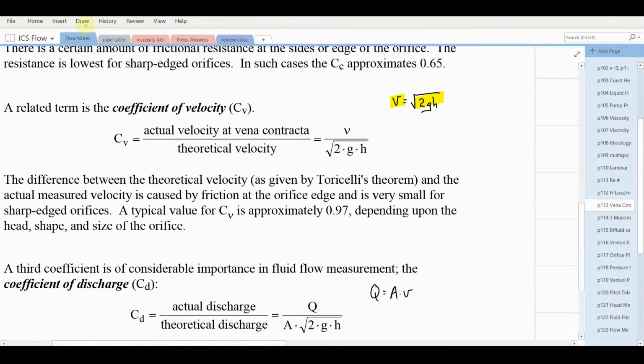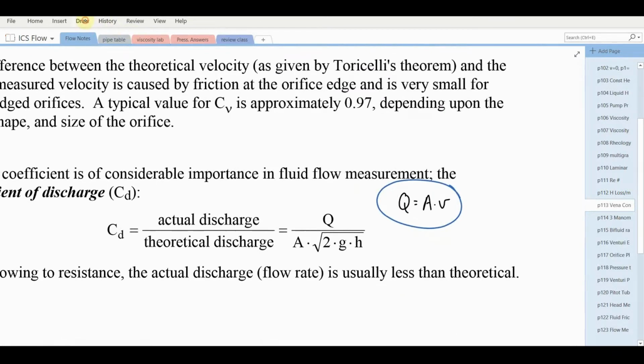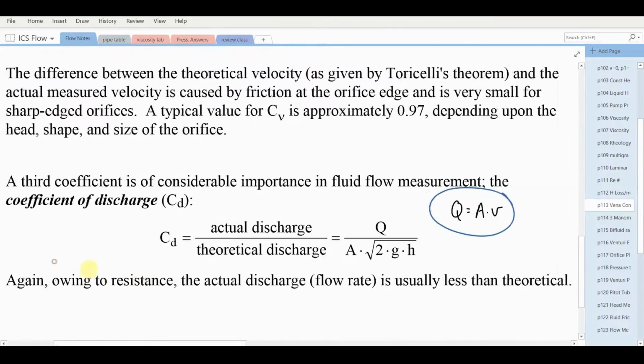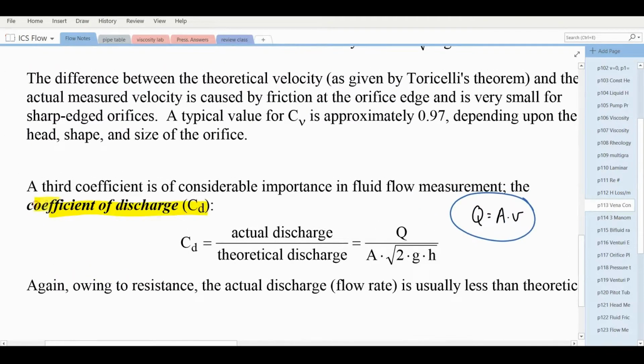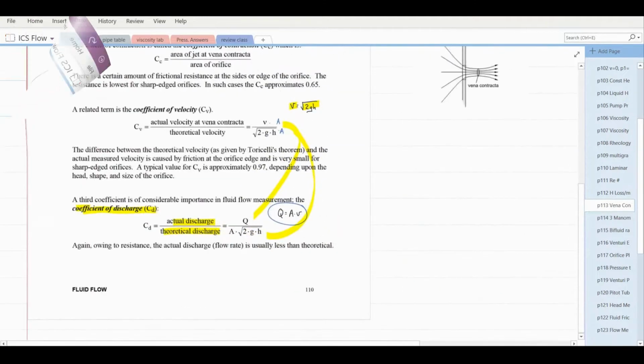If we multiplied each of these velocities by area, we would in fact get flow, because recall Q is equal to A times V. So the coefficient of discharge, or coefficient of flow, is the actual flow rate divided by the theoretical flow rate, simply obtained by multiplying each of these by their respective areas. We're going to use some of these terms upcoming.